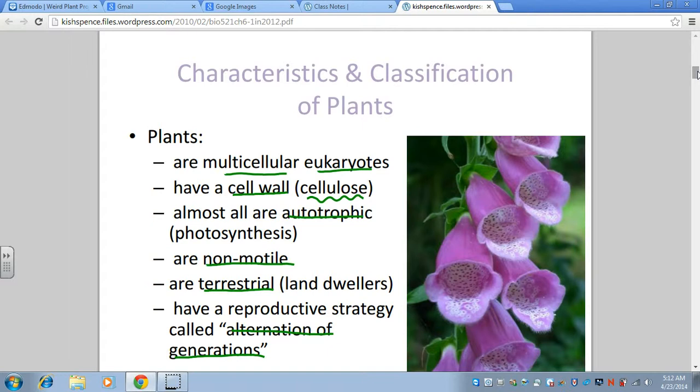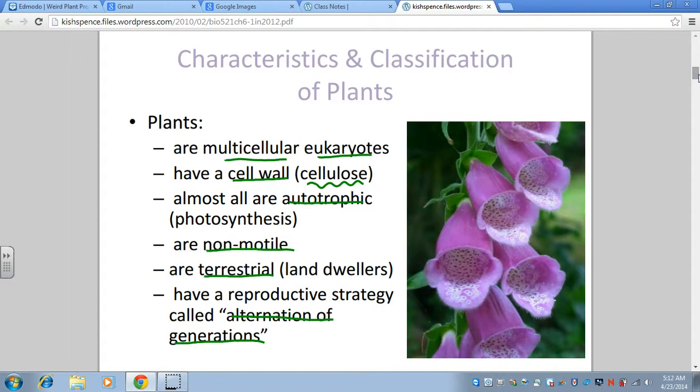They're almost all autotrophic, so they can make their own food through photosynthesis. They are non-motile or sessile, whereas animals are motile, right? They're terrestrial, or land dwellers, and they have a special kind of reproductive strategy called alternation of generations. So we're going to take a closer look at that. And basically it means that we're going to go between two different life forms, or different body forms.